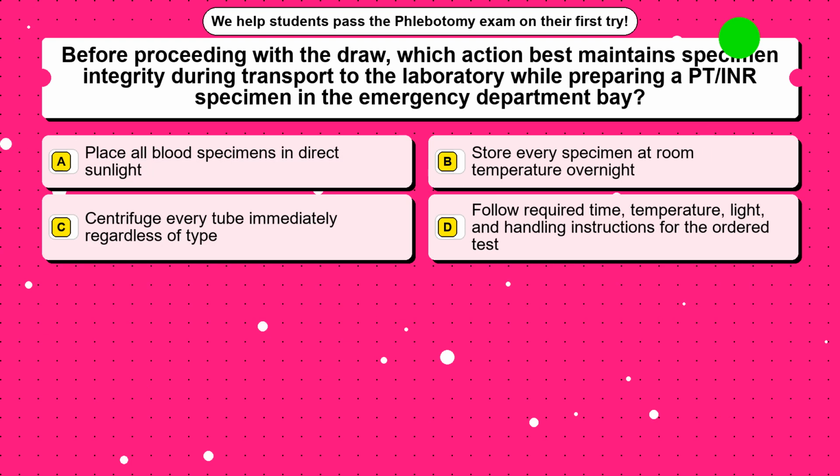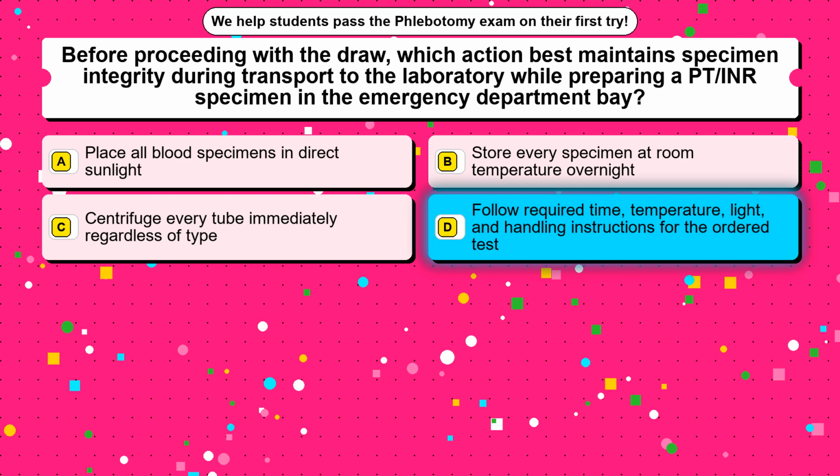Question 52. Before proceeding with the draw, which action best maintains specimen integrity during transport to the laboratory while preparing a patient/INR specimen in the emergency department bay? Option A. Place all blood specimens in direct sunlight. Option B. Store every specimen at room temperature overnight. Option C. Centrifuge every tube immediately regardless of type. Option D. Follow required time, temperature, light, and handling instructions for the ordered test.